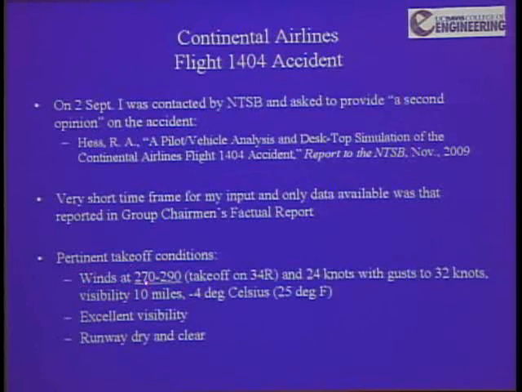The winds were from 270 to 290 degrees. And the runway is 34 right, so the winds are almost at 90 degrees. Okay, and they're gusting. The crosswind was 24, gusting to 32 knots. That's a lot of crosswind. The pilots said they could see forever. It was dark, but they had these big taxi lights, and it was clear. It's 25 degrees centigrade, good visibility. The runway was dry and clear.